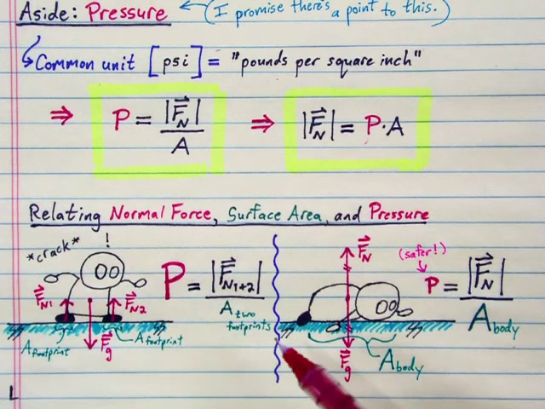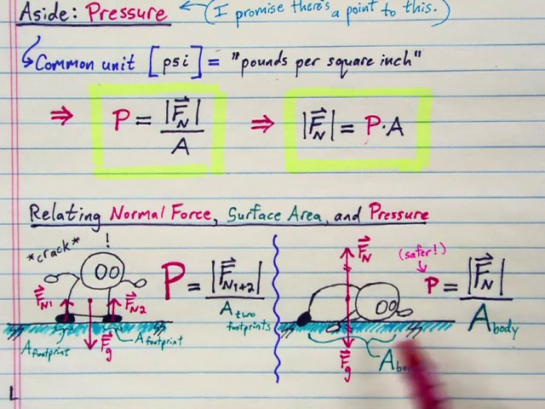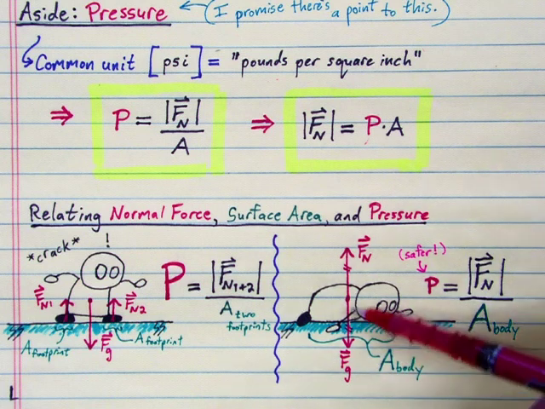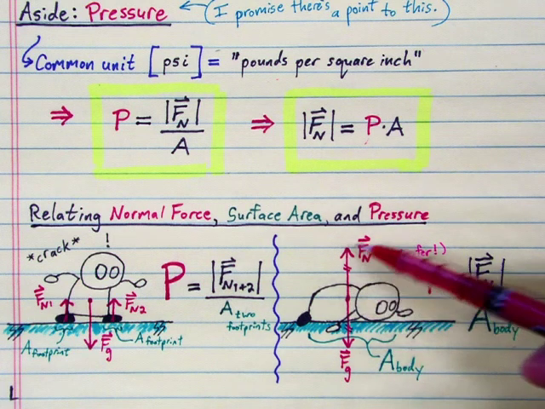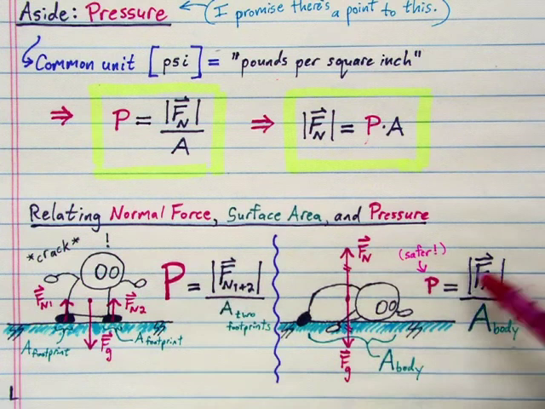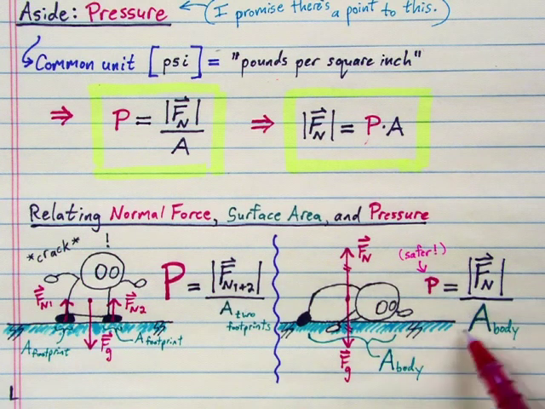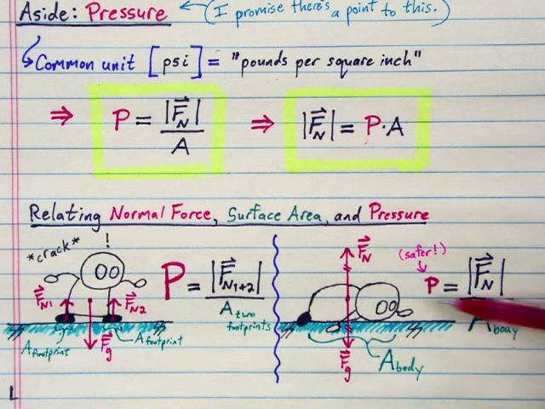So on thin ice, it's advisable to lie down on your belly and spread your weight out. The normal force the ice exerts on you is still equal to your weight, same normal force in both cases, equal to your weight, but now it's spread out over a larger surface area, resulting in a much smaller pressure on the ice. A smaller pressure means the ice is much less likely to break.